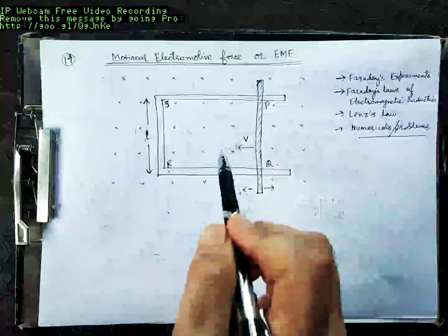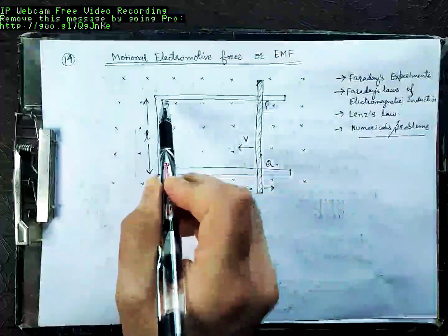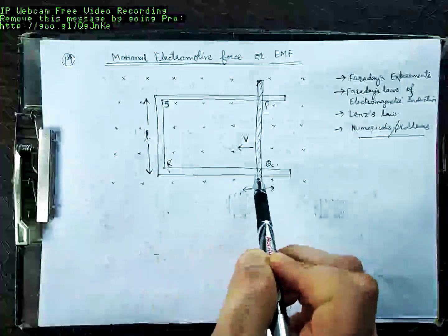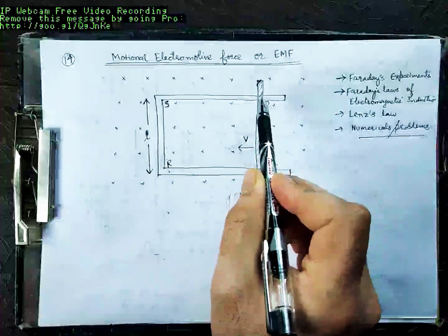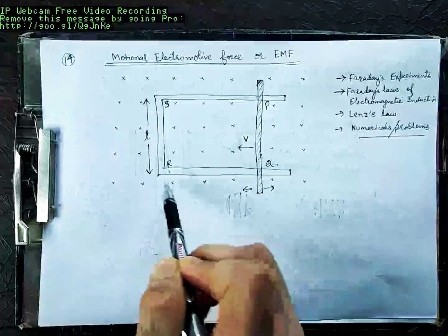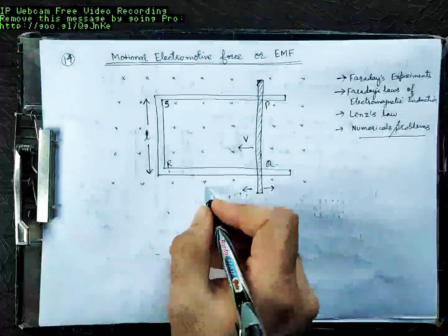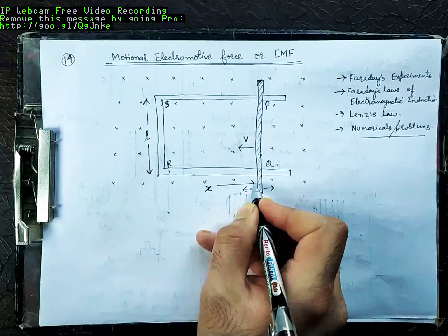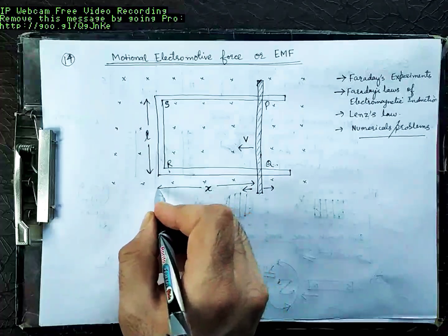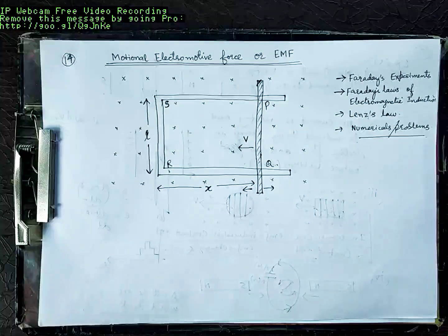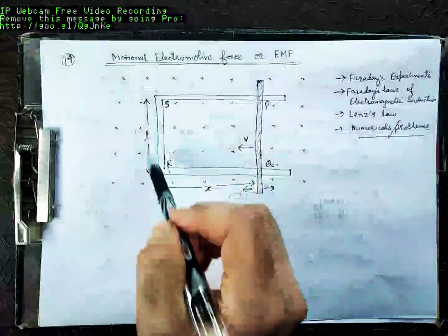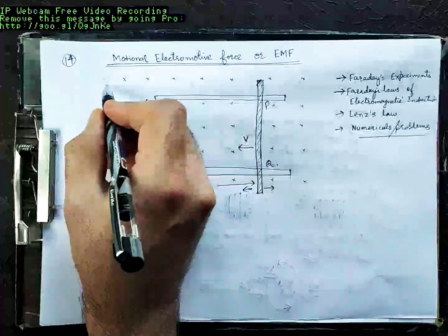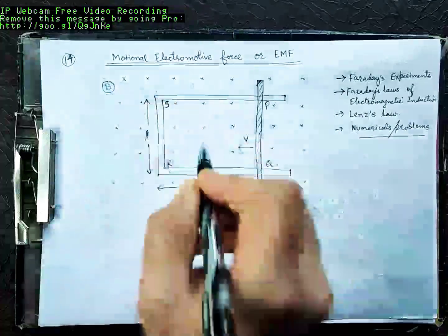What is the area enclosed by this loop PQRS? The area enclosed by this loop at an instant when this arm stays here is this length L into this distance. Since this is changing, at any particular instant let's suppose this distance is X. So the area of this loop is L into X. Magnetic flux density B is into the plane of page. That's constant.